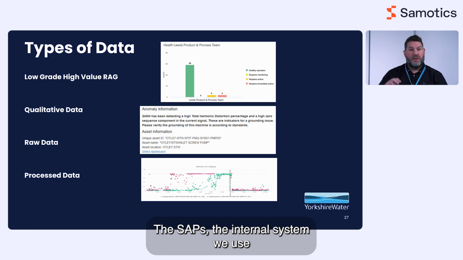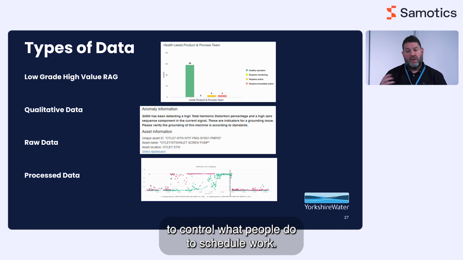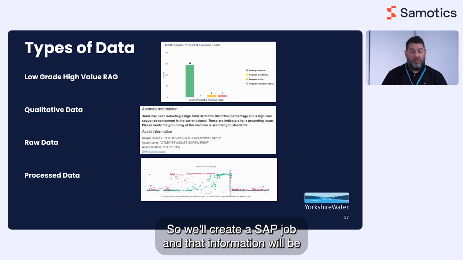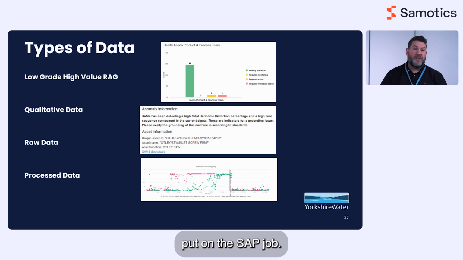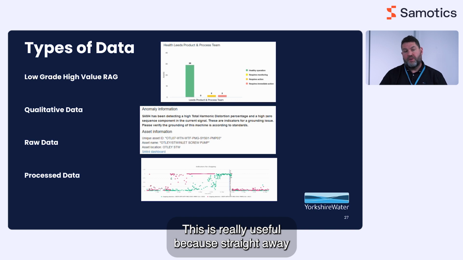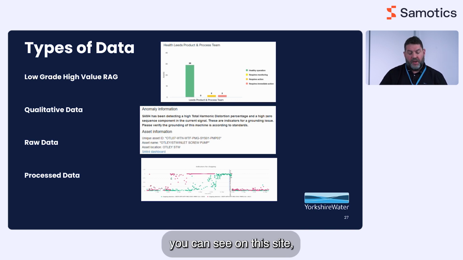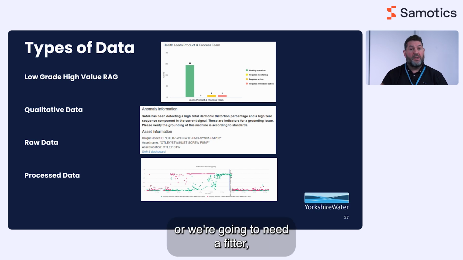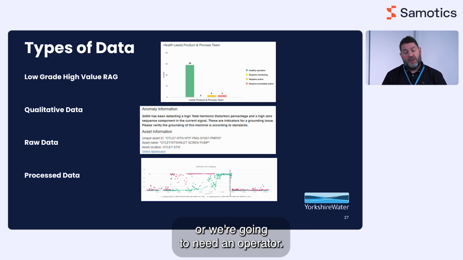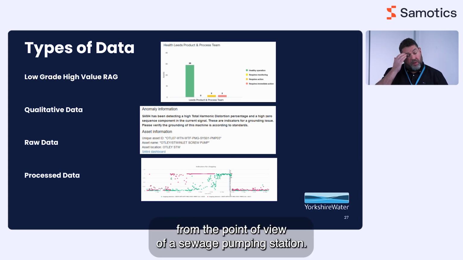So the SAP's the internal system we use to control what people do, to schedule work. So we'll create a SAP job and that information will be put on the SAP job. So that's really useful because straight away you can see on this site we're going to need an electrician because of what's been said, or we're going to need a fitter, or we're going to need an operator. So this can be really important from the point of view of a sewage pumping station.